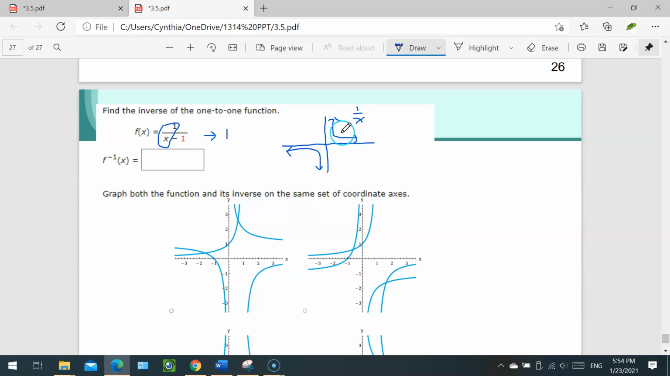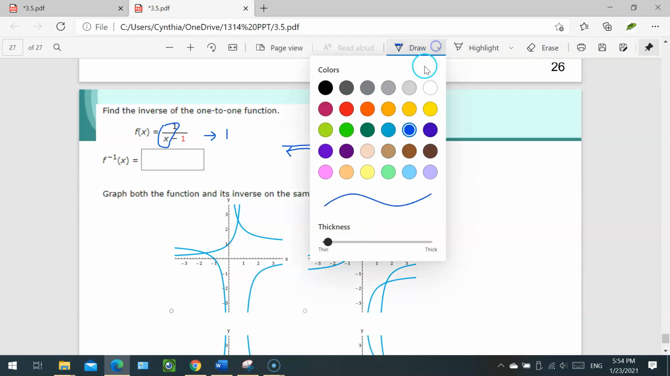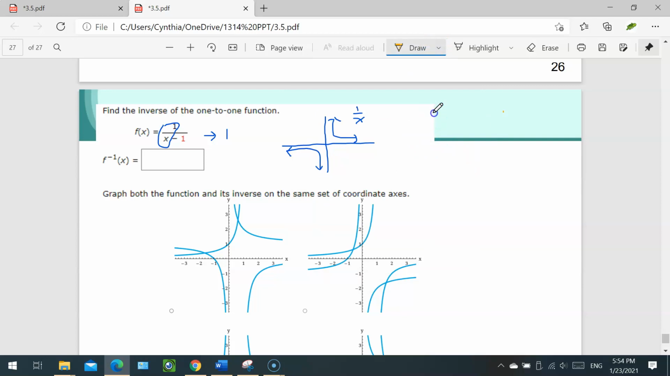When this function shifts to the right 1 unit, let me use another color, it turns to x equal 1. So this would be the asymptote line. Now the two pieces of curve are symmetric to each other based on this asymptote line, which means based on x equal 1. So you'll have the two pieces of curve right here. So this is 1 over x minus 1, which is the function itself.